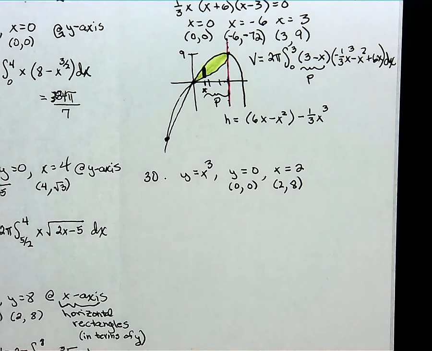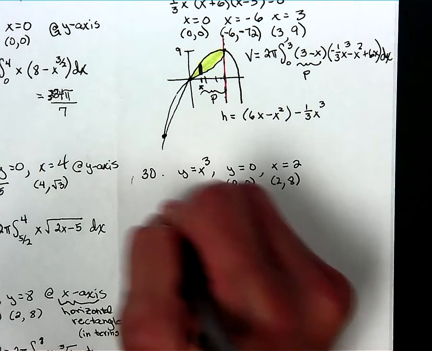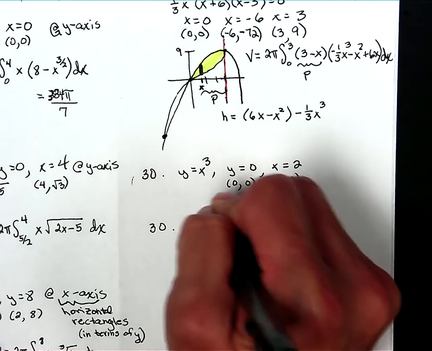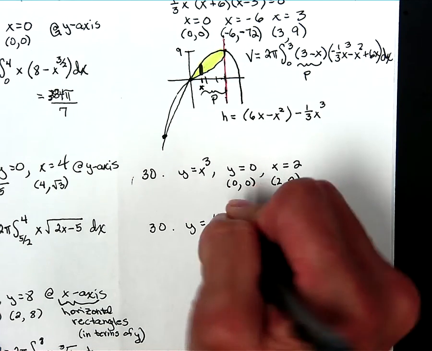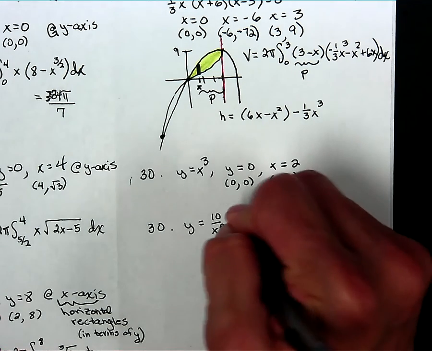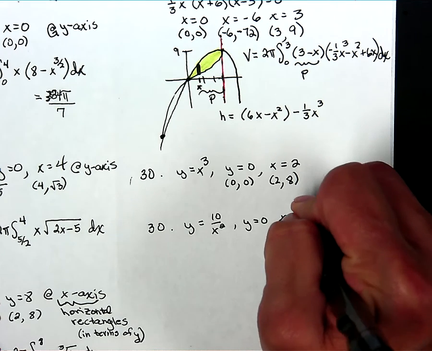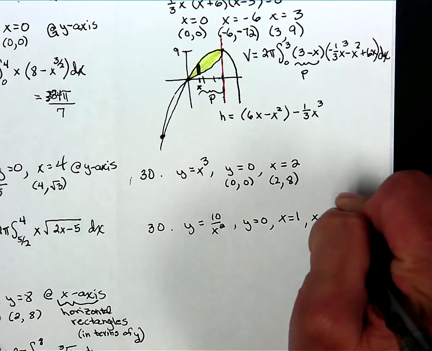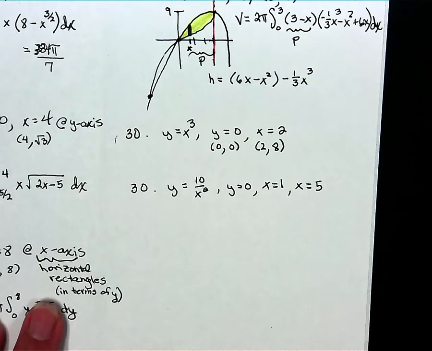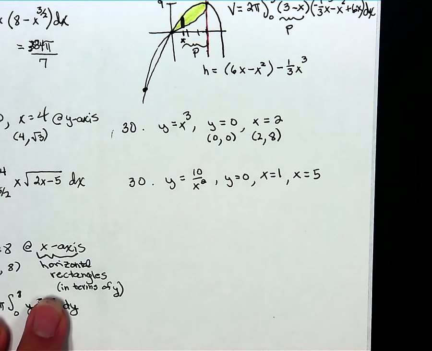Dang it, I'm doing number 29. I don't mean to be doing number 29. I want to do your homework problem. Let's try that again. Number 30, y equals 10 over x squared. A little bit less fun to solve for x, but I could do it. Y equals 0, x equals 1, and x equals 5. So it looks like the even one's a little bit harder. You get a little bit easier when you're in homework.